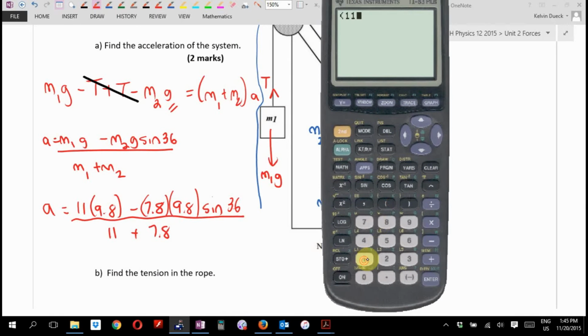Good catch. 11 times 9.8, that's right, minus 7.8 times 9.8 times sine 36, close off the sine, and I have to then close off the bracket, divided by 11 plus 7.8, not 9.8, Mr. Dewick. Do y'all get an acceleration of 3.34, that? I'm going to write 3.34, but I have a feeling I'm going to use this. I'll hang on to it on my calculator.